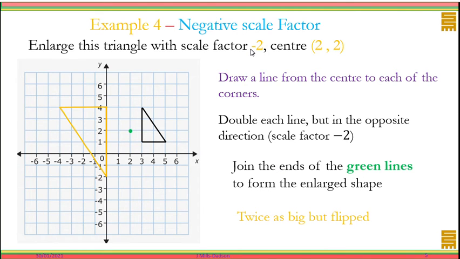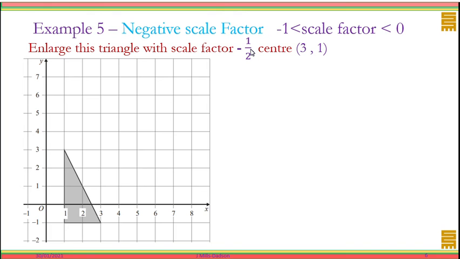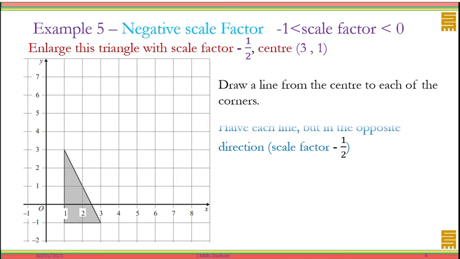Now let's look at a scale factor which is negative and a fraction. Same principle: from the center, lines to the corners. Each line you're going to halve it. But when you halve it, you're going to do the half on the other side of the center, the opposite side. So we start. This is 2 squares down. So you're going to do 1 square the opposite way. That is 2 diagonals. You're going to do 1 diagonal the opposite way. 2 diagonals, do 1 diagonal the opposite way.